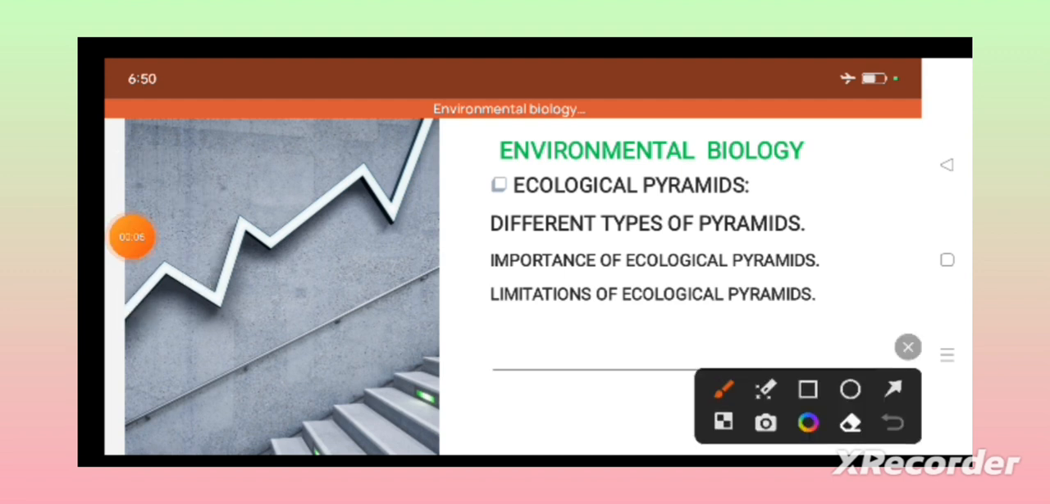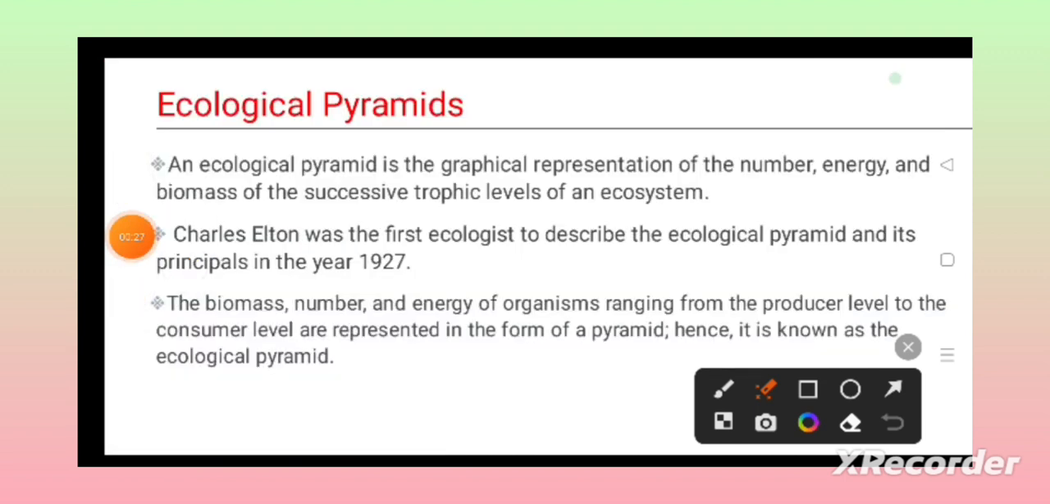In this session, we are going to learn about environmental biology. The most important topic is ecological pyramids. What are ecological pyramids, what are the different types of ecological pyramids, what is the importance of ecological pyramids, and what are the limitations of ecological pyramids? Let us see in detail.